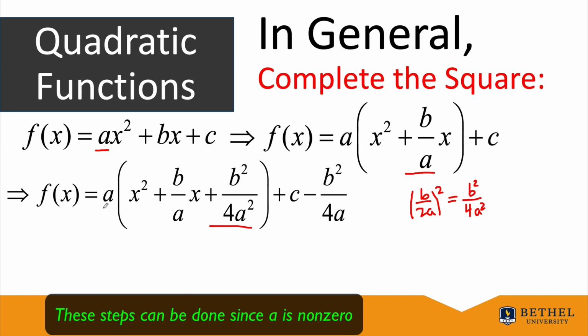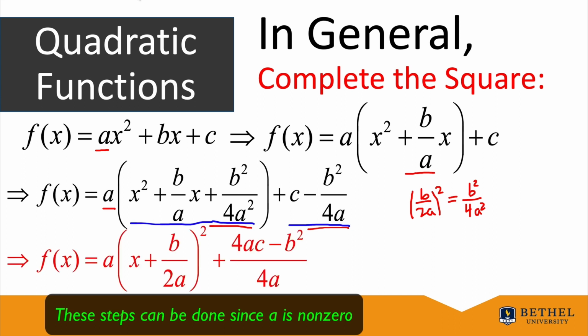Since there's also an a outside the parentheses, we need to compensate by subtracting a times b squared over 4a squared, which simplifies to b squared over 4a. The expression inside the parentheses is now a perfect square, and the expression outside the parentheses can be simplified by getting a common denominator. After factoring and combining, we get this form for the function.